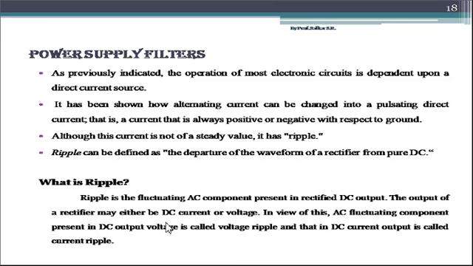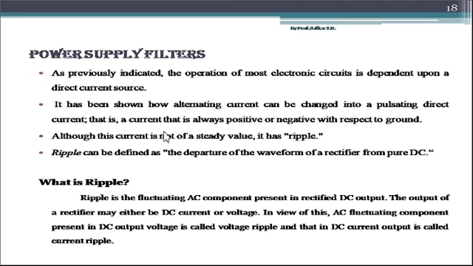The output of a rectifier may be either DC current or voltage. So if we deal with the rectifier, the output may be in terms of current or voltage. In view of this, for the AC fluctuating component present in the DC output, if the output of the rectifier is in terms of voltage, the ripples are called voltage ripples, and if the output is in terms of current, then the ripples are called current ripples. That is, voltage ripple for voltage output of the rectifier and current ripple for current output of the rectifier. So in this slide we have learned about ripples, which are the unwanted AC component present at the output of the rectifier.